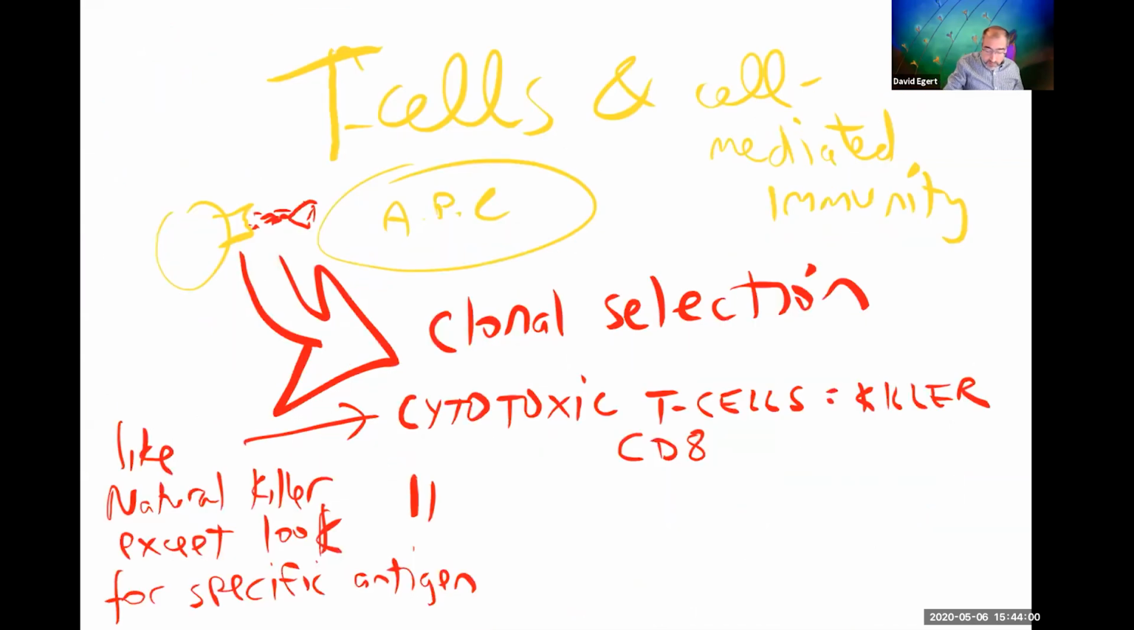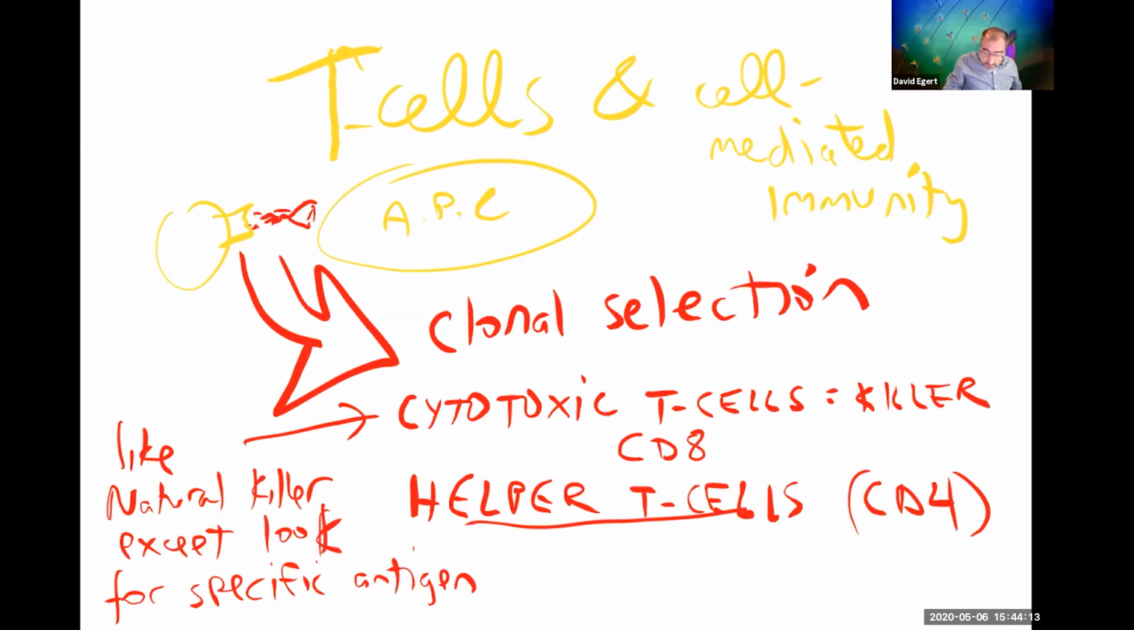The other ones are called helper T cells, also called CD4 cells. These are necessary for activation of both cell-mediated and antibody-mediated immunity. I talked about that big complicated co-stimulation kind of thing going on. You need helper T cells as part of that for actually both aspects.